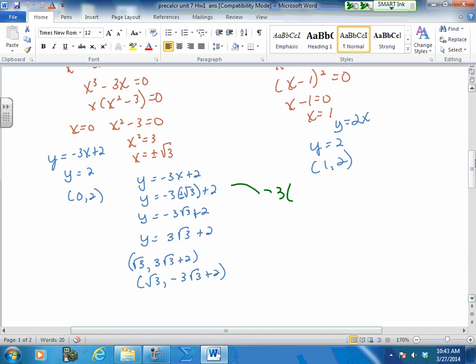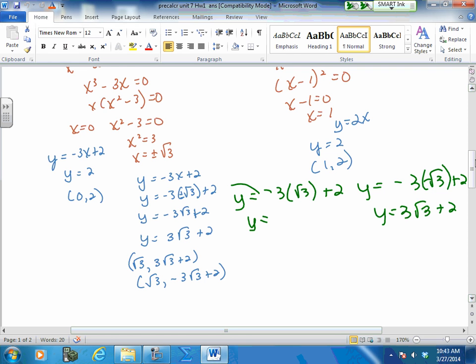Negative 3 times radical 3 plus 2, and negative 3 times negative radical 3 plus 2. This is just going to become a positive 1. You have to leave it like that. You cannot combine these. And this guy will just stay a negative for this guy.